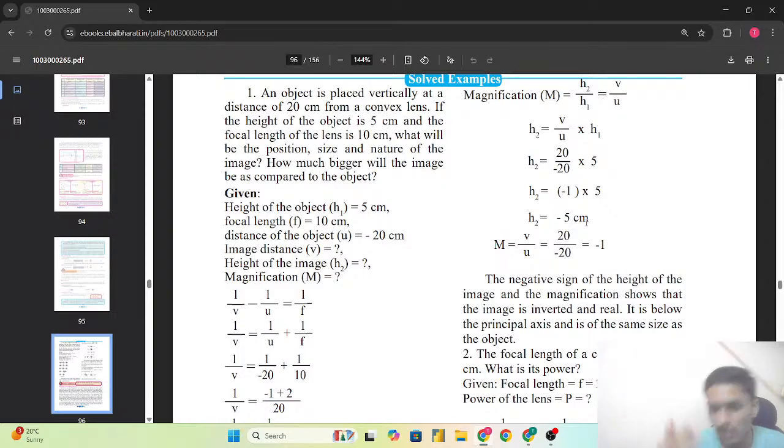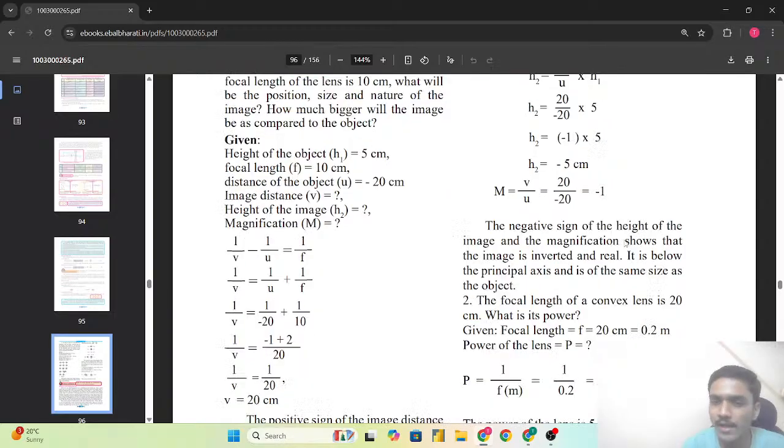अभी minus 5 मतलब डाउनवर्ड साइड में बनी हुई है इमेज. So magnification is equals to V upon U is equals to 20 upon minus 20 is equals to minus 1. So magnification here comes to be minus 1. So the negative sign of the height of the image and the magnification shows that image is inverted and real.